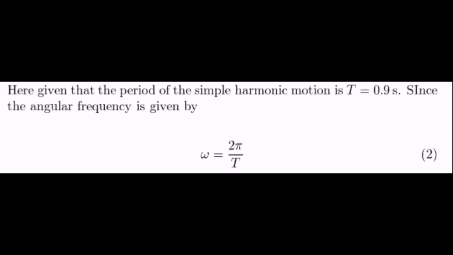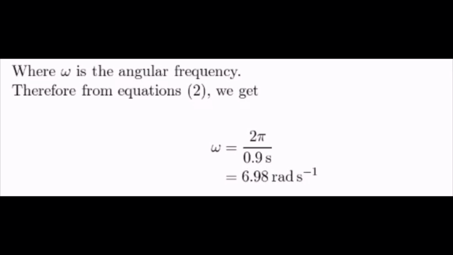Now, given that the period of simple harmonic motion is T equals 0.9 seconds, the angular frequency is given by omega equals 2 pi over T, where omega is our angular frequency. Therefore, from equation 2, we get omega equals 2 pi over 0.9 seconds. We would end up with the answer of 6.98 rad per second.